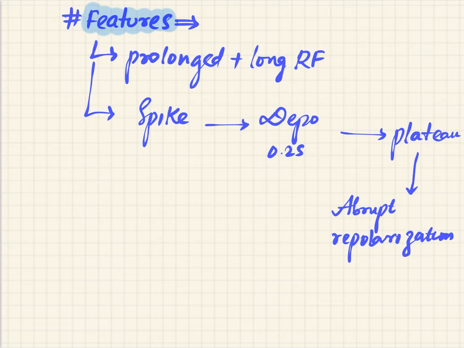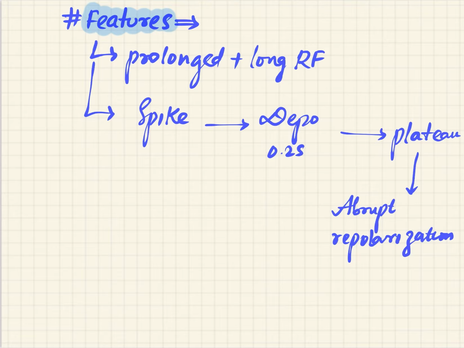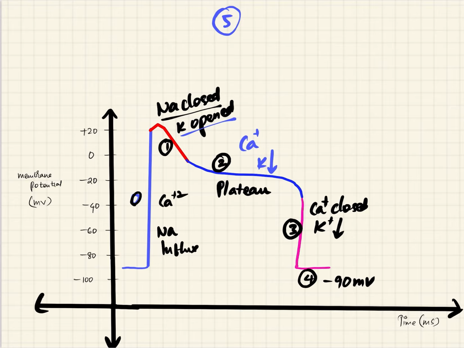As I've told you, this is usually very long and has 5 phases. Let us see each of these phases in detail, along with its ionic basis. If you see this graph, which is plotted between time and membrane potential, the x-axis is time expressed in milliseconds and the y-axis is membrane potential expressed in millivolts. The 5 phases are phase 0, phase 1, phase 2, phase 3 and phase 4.